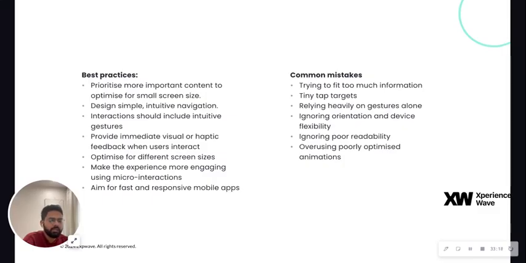Over reliance on gestures. They definitely can streamline the interaction, but they should not be the only way to complete tasks. So you will have to provide alternatives or instructions that can lead you away from the confusion. And ignoring orientation and device flexibility, where we assume that all users will hold their phones in portrait mode only. It's actually a mistake, because especially with respect to media consumption or gaming apps, they could change the way they make use of their phones from landscape to portrait and vice versa.